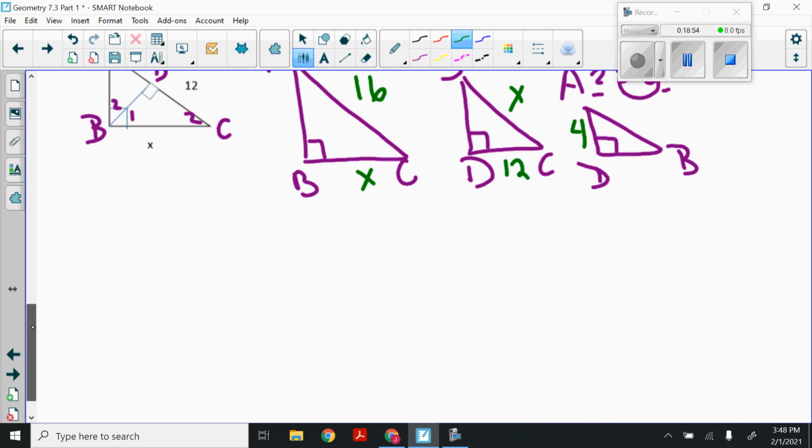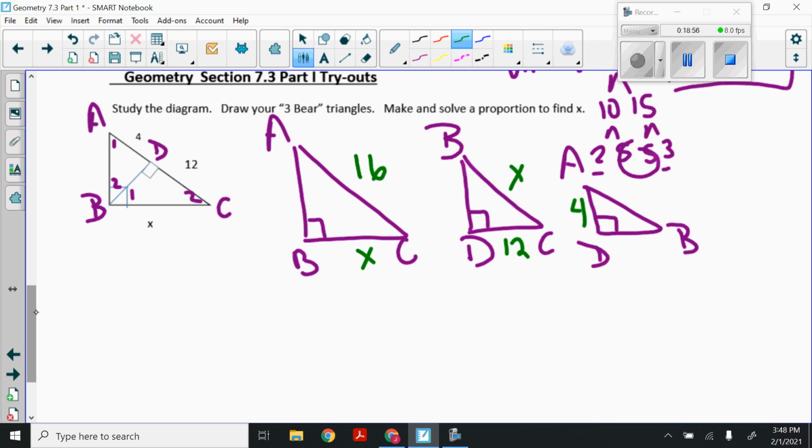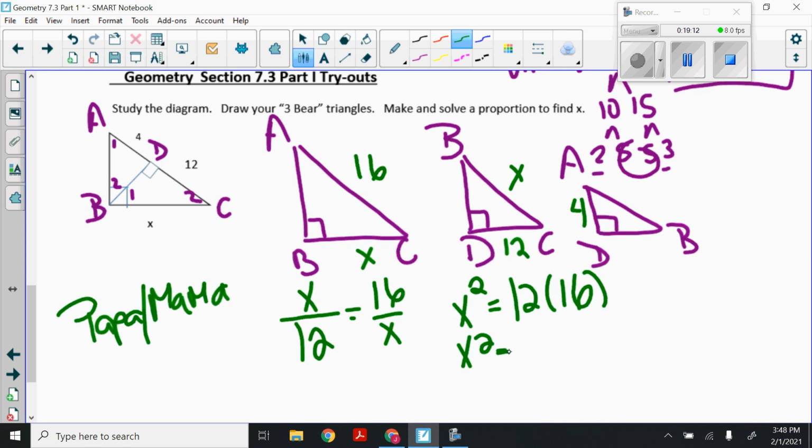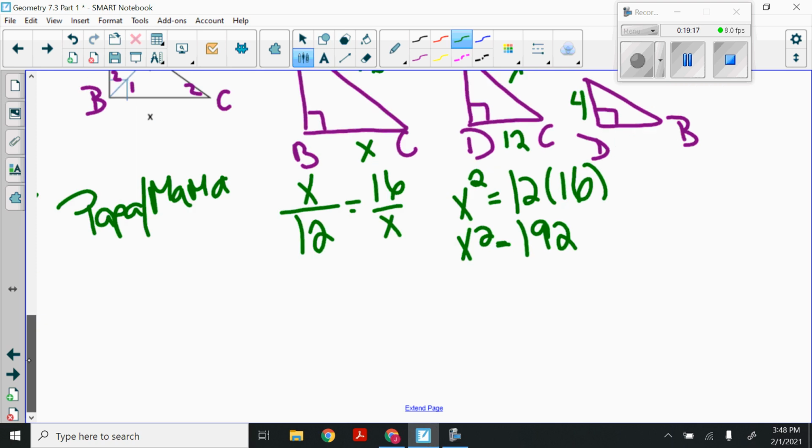What two triangles do I know two things in? Papa and Mama. So I'm using Papa and Mama. Write my proportion. So I have X over 12 equals 16 over X. Cross multiply, I get X squared equals 12 times 16. So X squared equals 192. But I don't want X squared, I just want X, so take the square root.